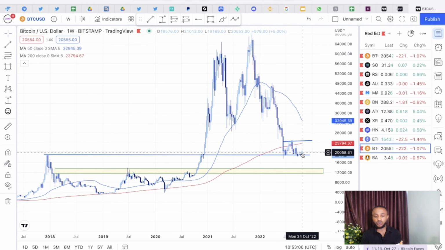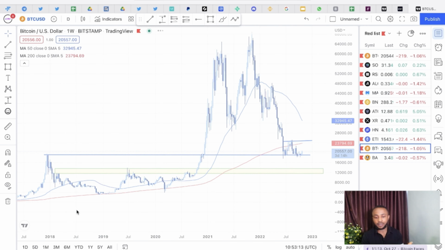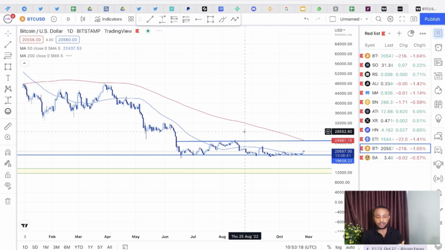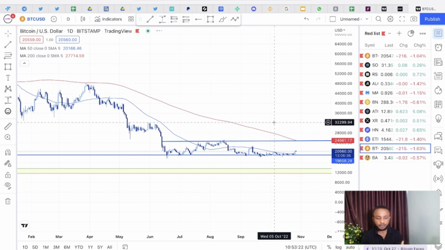The best way to do it is to zoom into the lower time frame somewhere around here. Let's say we're trading daily. This is the daily chart here, and as you can see, price has been ranging somewhere around here.